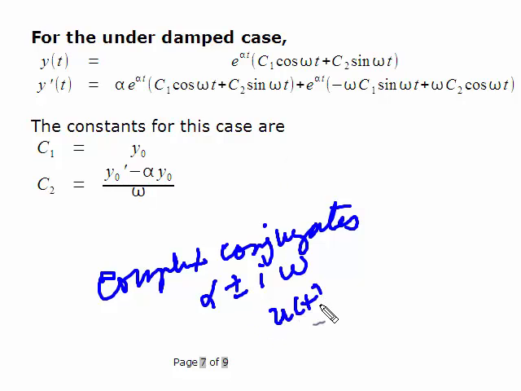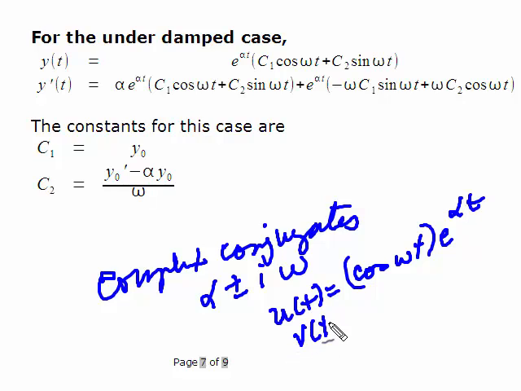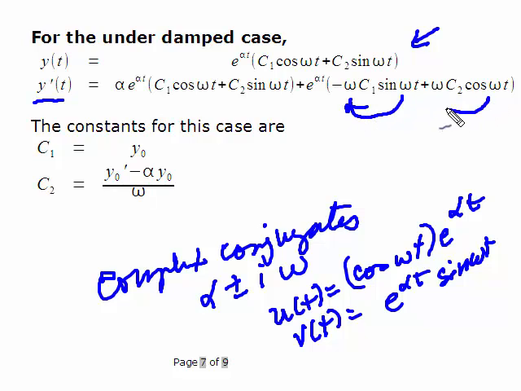And those were, oh, that's right, u of t is e to the alpha t cosine omega t, because it's damped, and v of t will be the same, e to the alpha t sine omega t. Now we make linear combinations of those for all of the solutions of the differential equation, because since they are linearly independent, a set of two of them for this two-dimensional solution space, they form a basis. Now we have to take the derivative, and again we have to use a product rule here, and then we have to remember to use the chain rule and pull those omegas out.